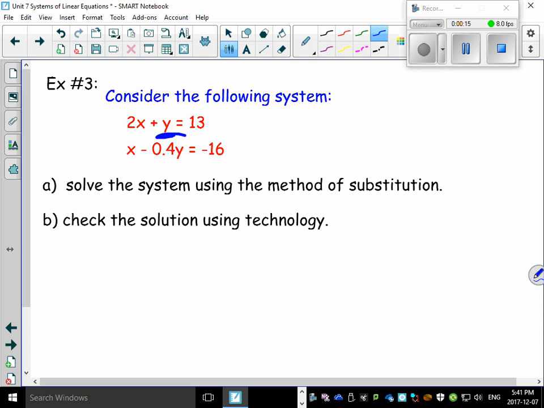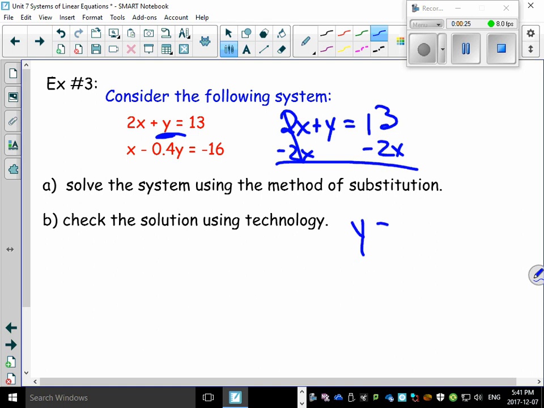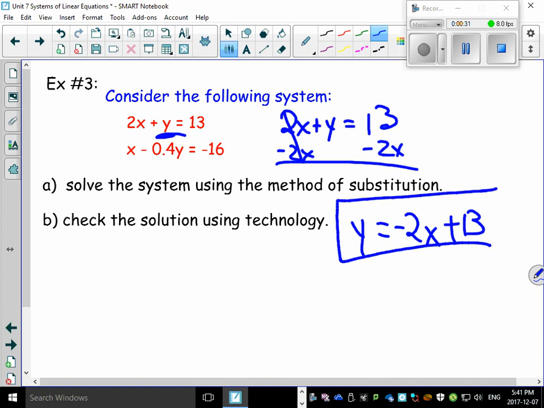So I've got 2x plus y equals 13 here. Great. Subtract the 2x from both sides. Now I'm solving for y. That's gone. I've got y equals minus 2x plus 13. There's my first equation. And I'm going to come back to that equation because remember, at the end, that's the equation I'm going to substitute back in for.